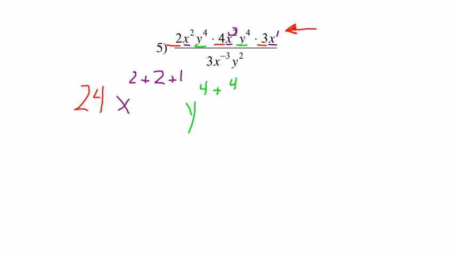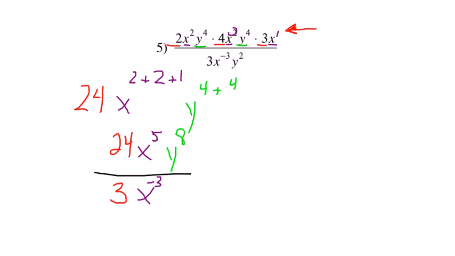Okay, cool. Let's simplify all of this down now. So this will turn into 24. My x is 2 plus 2 plus 1, x to the 5th. And my y is 4 and 4, that's 8. This whole problem, we haven't changed anything yet. This whole problem is still over, just so that you can see it a little bit better, 3x to the negative third and y squared.